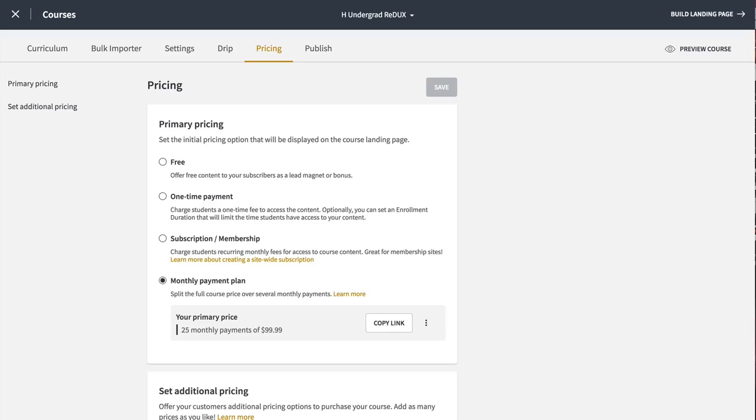How much does it cost? It is 25 monthly payments of $99.99. So essentially $2,500 over 2 years. This will not be an accelerated thing. If the price goes up or anything happens, you're locked in.